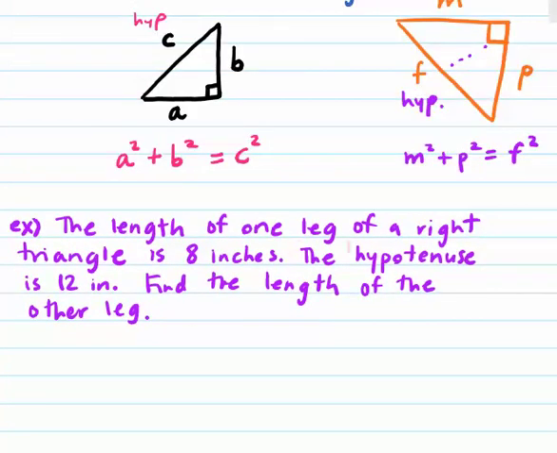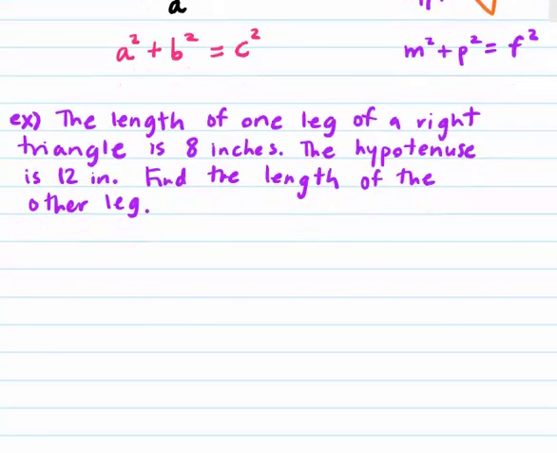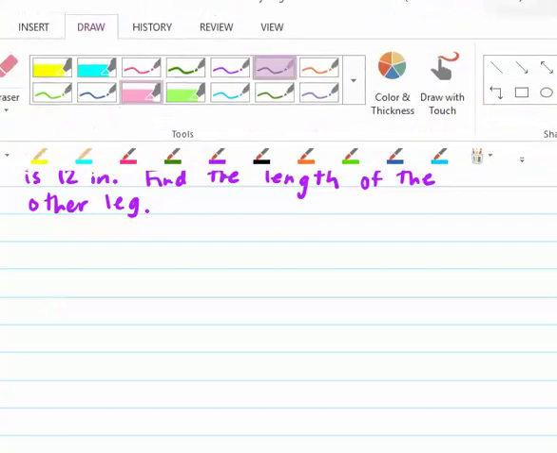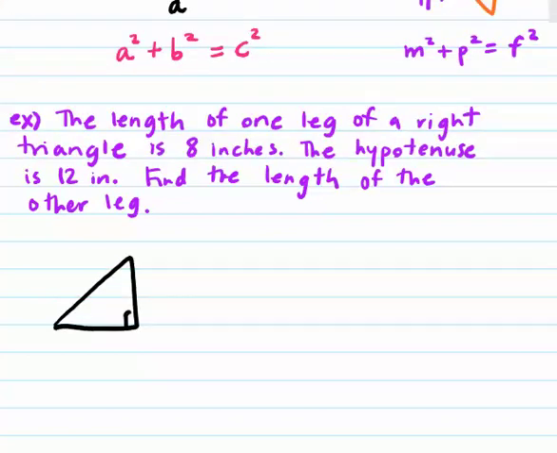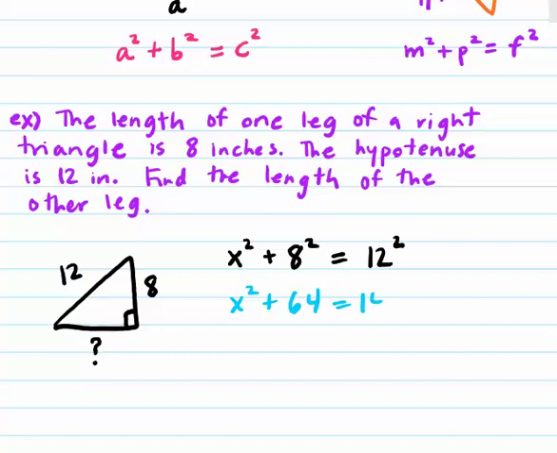Examples where you're going to use this include this first example. The length of one leg of a right triangle is 8 inches. The hypotenuse is 12 inches. Find the length of the other leg. So we're told that we have a right triangle. So first we'll draw a right triangle. We'll label the one leg that's given as 8, and the hypotenuse is 12, and then the other leg is unknown. The Pythagorean theorem would tell us that the unknown side squared added to the other leg squared is equal to the hypotenuse squared. So x squared plus 8 squared equals 12 squared. If I go ahead and work some of this out, x squared plus 64 equals 144.